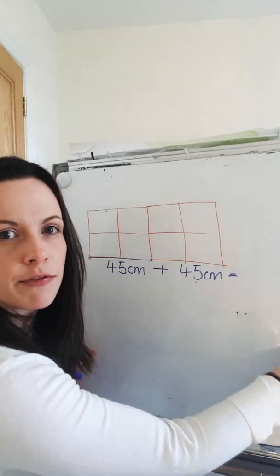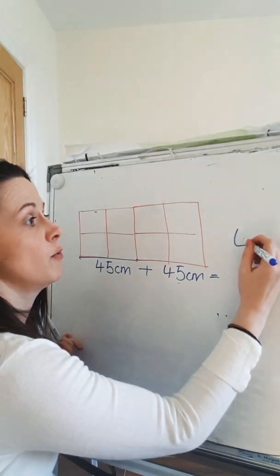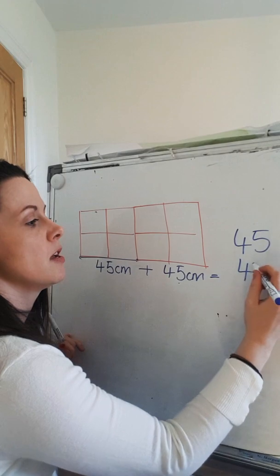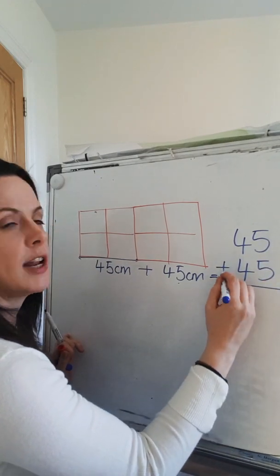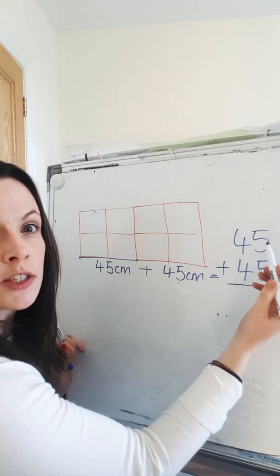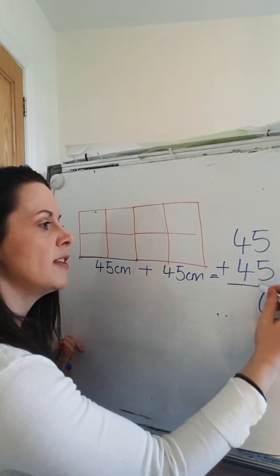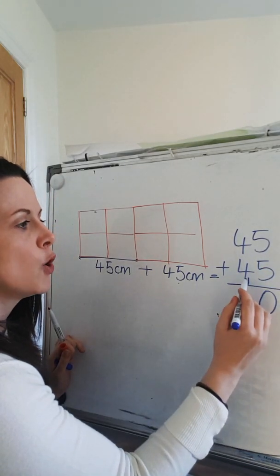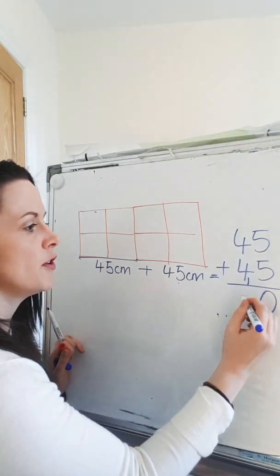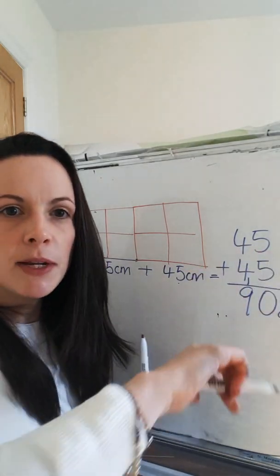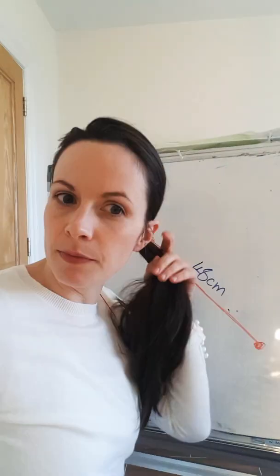45 and 45. You can write it downwards. You can add it in your head, but I like doing them downwards. Units first, adding 5 and 5 is 10. Down my 0, bring over my 1. 1 and 4 is 5, 5 and 4 is 9. 90 centimeters is the total width of 2 such windows.